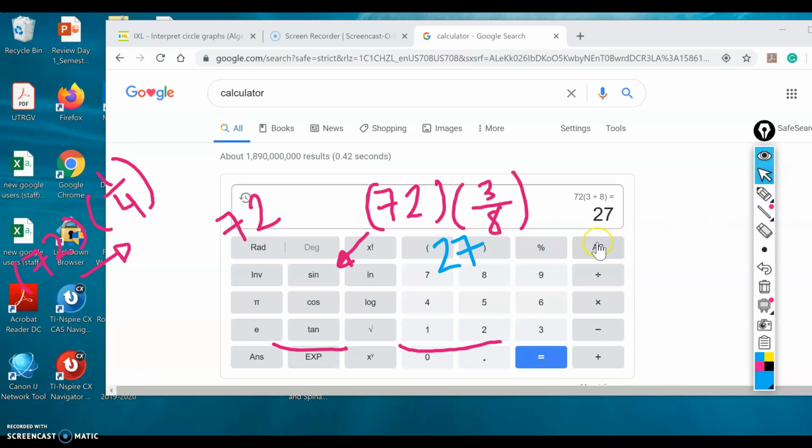The other one is 72 times 1/4. So I'm going to do 72 times 1/4. 18. So I'm going to write it right here, 18. Now if we find the difference between those two, 27 minus 18, the difference is 9. So 9 should be my answer.